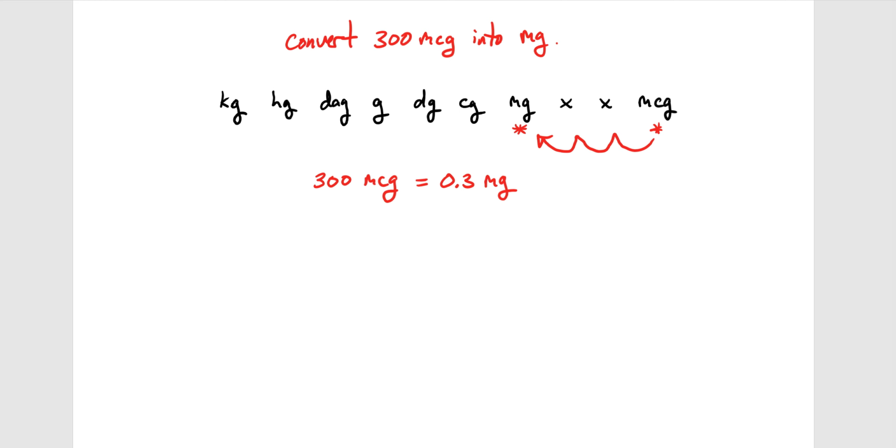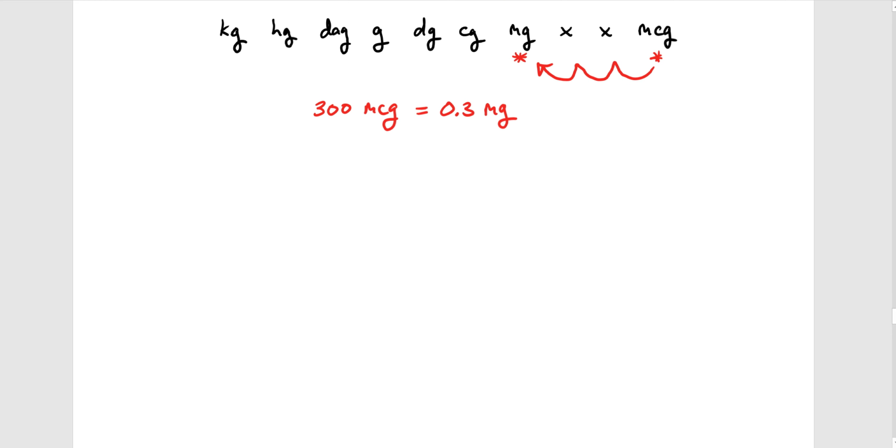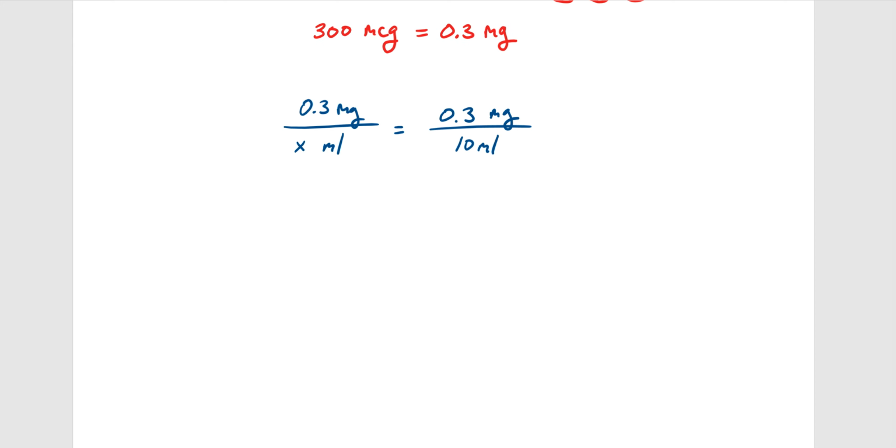Okay, so once we have that, we can just set up that proportion again, except replace 300 micrograms with 0.3 milligrams. So we end up having 0.3 milligrams divided by X milliliters equals 0.3 milligrams over 10 milliliters. So hopefully you don't even have to do any work to solve this one. Hopefully it's pretty obvious that our answer is 10 milliliters because both of those numerators are the same. Those denominators then have to be the same also. So if you didn't recognize that, you would just have to cross multiply and solve for X.